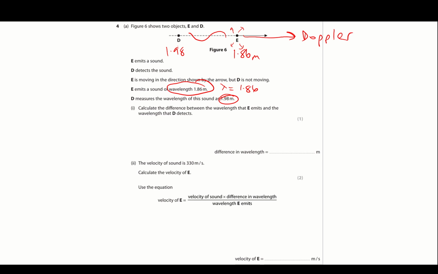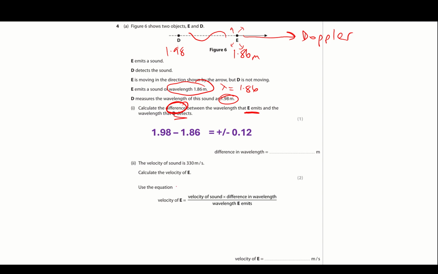Just the same way as an ambulance approaching you, the pitch rises, and then as it moves away from you, the pitch drops. That's the waves being stretched. So it says, calculate the difference between the wavelength that E emits and what D detects. Well, that's easy. Take the two numbers away: 0.12 meters. So we now find out how much the wave's been stretched by the Doppler effect.